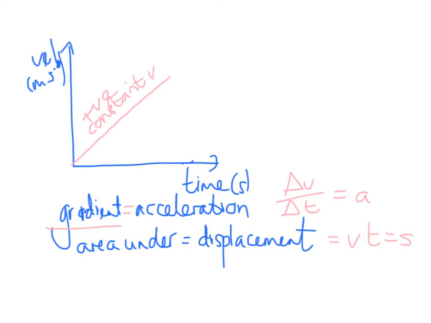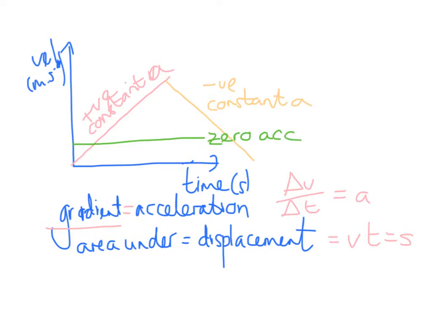And if I'm coming down in the opposite direction, negative, constant acceleration. That's an acceleration there. Constant acceleration. And if I land up with a straight flat line like this, then I have got zero acceleration, and I have got a constant velocity.